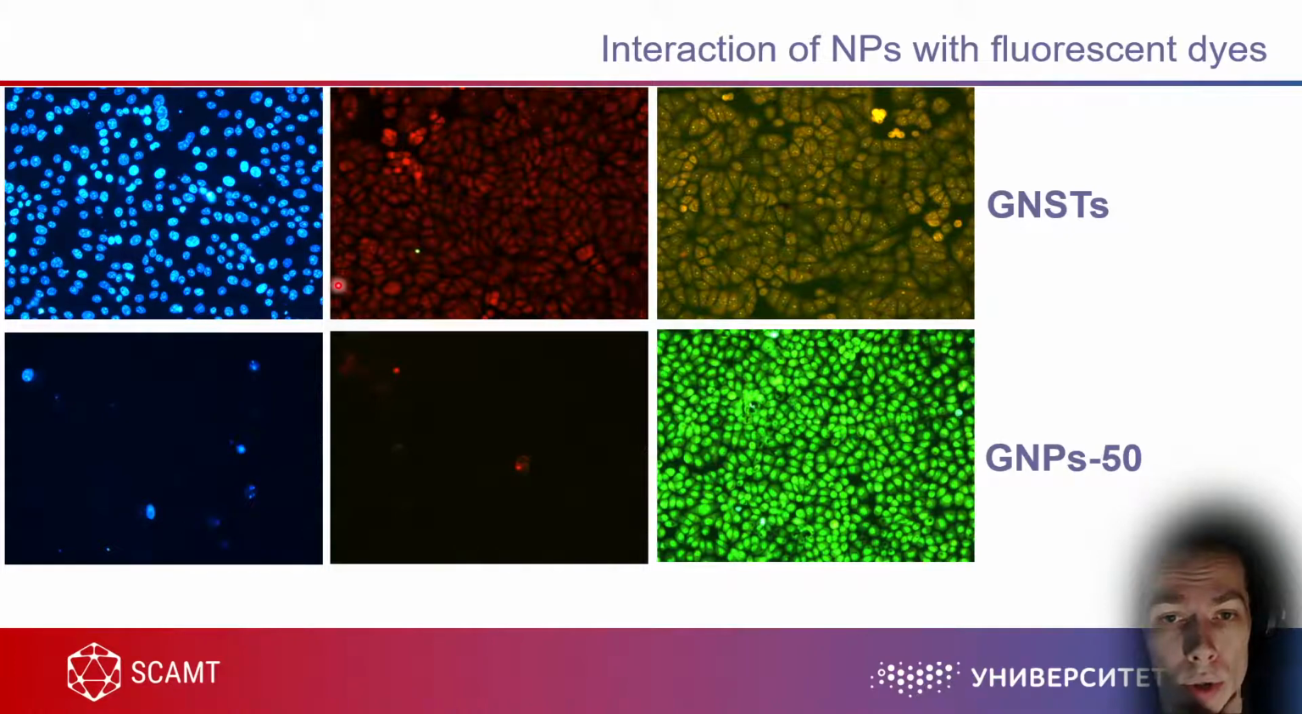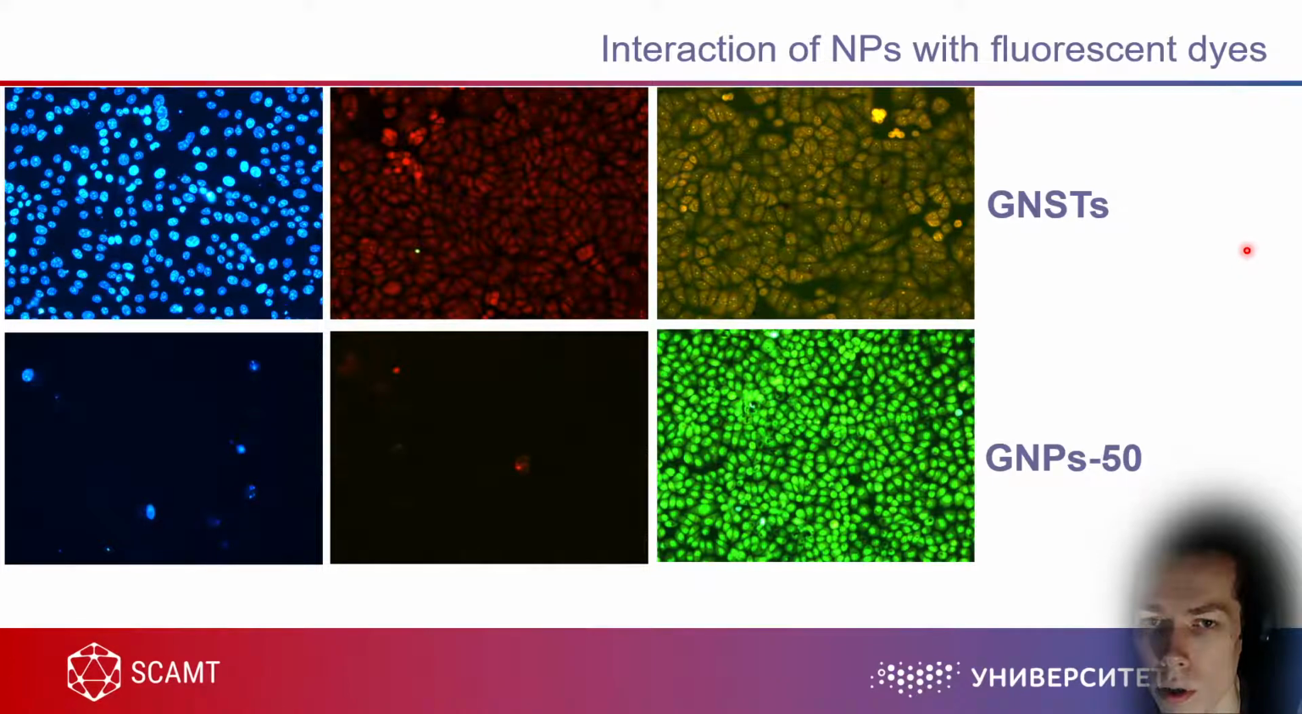And what about staining? For example, it's DAPI staining. DAPI is used to stain the nucleus of cells, and DAPI cannot penetrate the membrane of living cells. This is propidium iodide. Again, propidium iodide cannot penetrate living cells. And this is acridine orange.